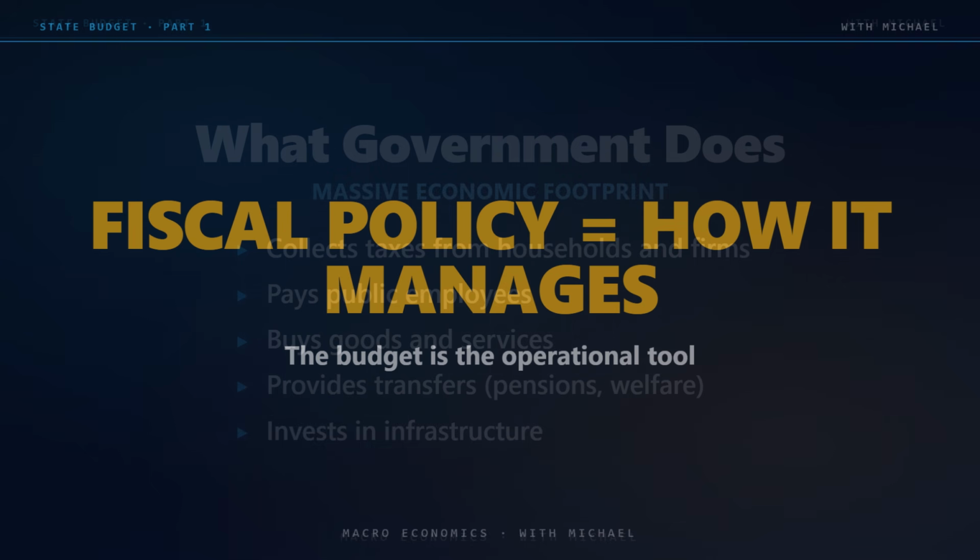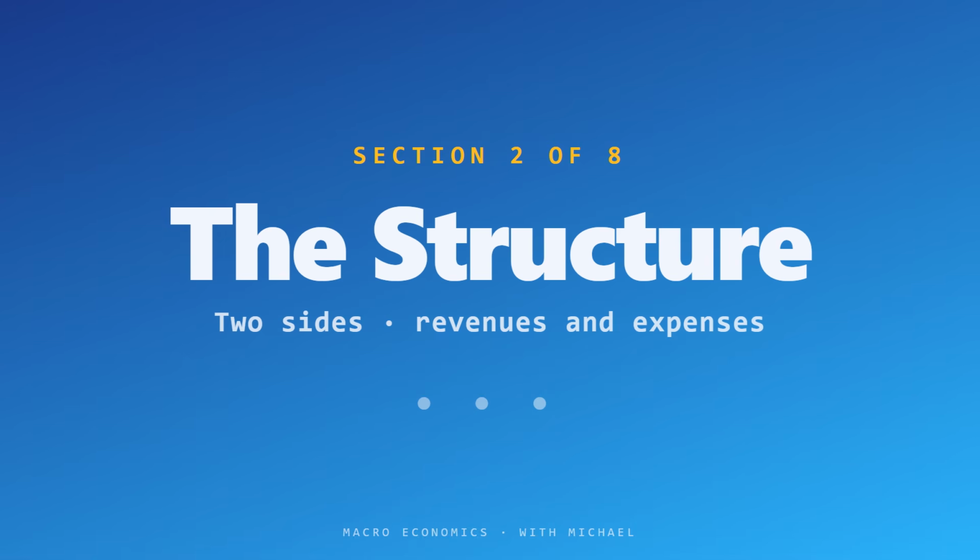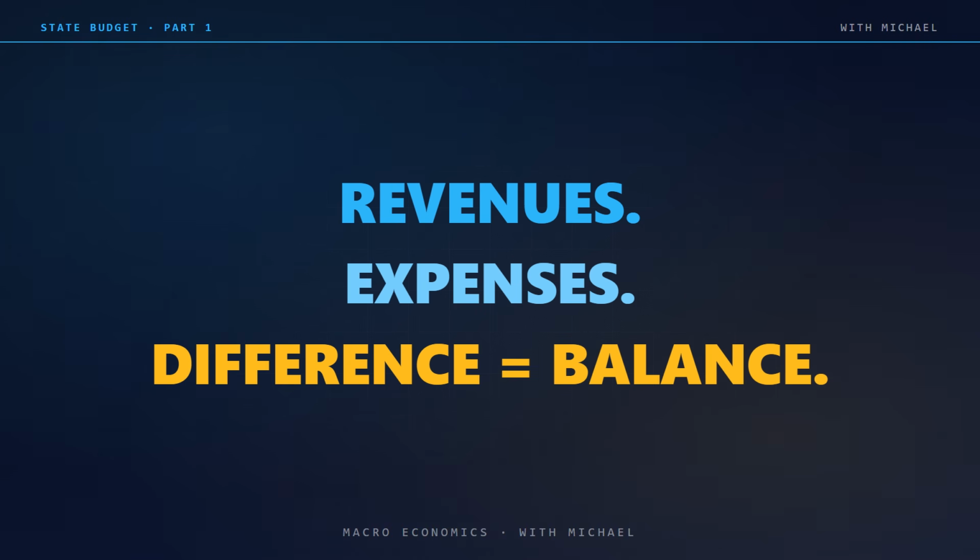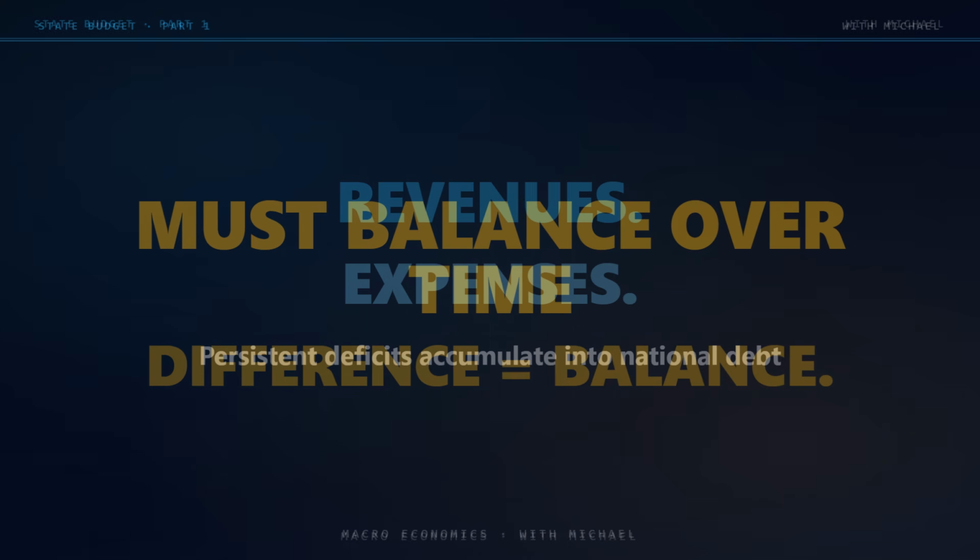Section 2. The structure of the state budget. The state budget has two main parts. Revenues, what the government earns or collects, and expenses, what the government spends. This sounds simple, and at the most basic level it is. Every dollar the government takes in counts as revenue. Every dollar the government pays out counts as expense. The sum of all revenues, balanced against the sum of all expenses, determines the budget position, surplus, balance, or deficit. This is exactly analogous to the budget of a household or a firm.